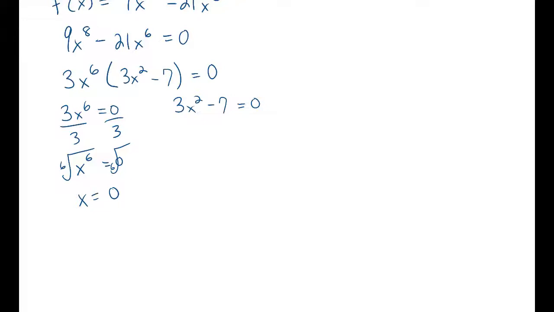The other critical value can be found by adding the 7 to both sides, so 3x squared is equal to 7. Dividing through by 3, x squared is equal to 7/3. And now take square roots of both sides, but don't forget, very important, when you take the square root of that right side, don't forget both the positive and negative root. So x is equal to both positive and negative square root of 7/3. Do not forget the plus or minus. So we have a total of 3 different critical values.